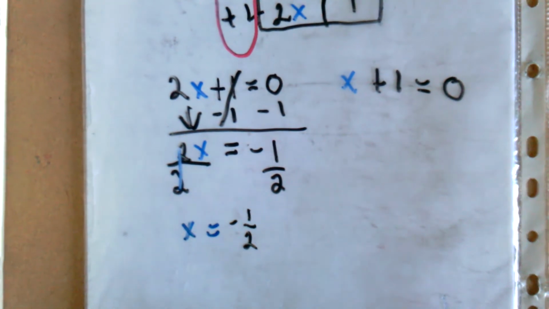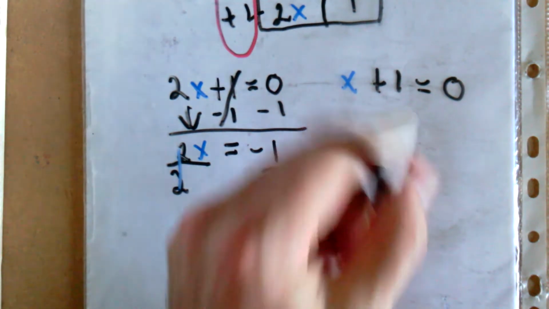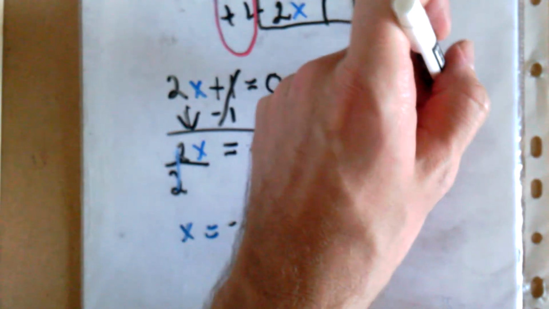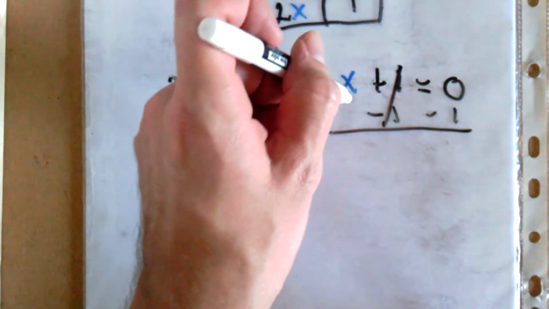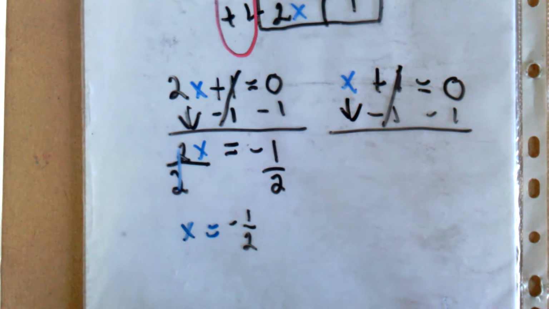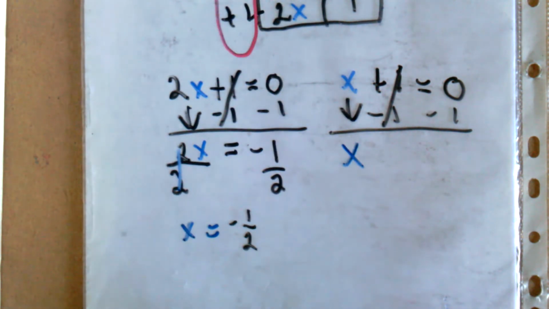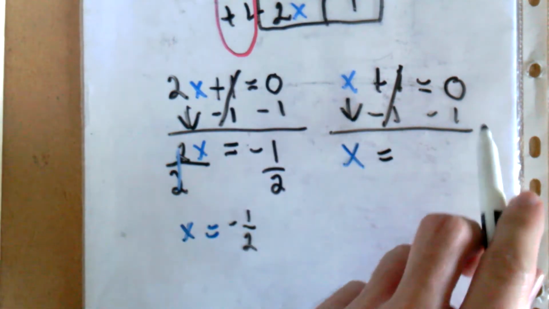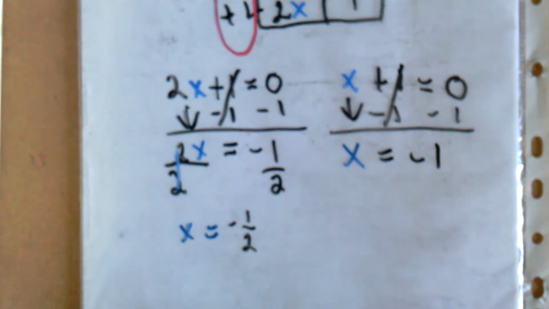Okay, now let's go ahead and solve the other one for x. In order to get x by itself, we want to get rid of the 1, so we're going to subtract 1 on both sides. 1 minus 1 is 0, so 1 cancels out. We can bring down our x. We get x equals 0 minus 1, which is negative 1. So x equals negative 1.